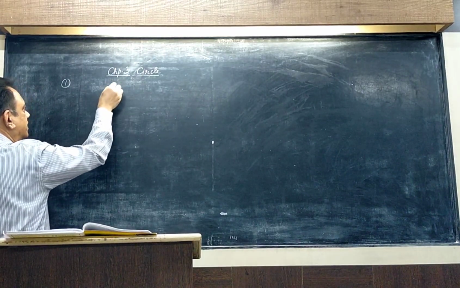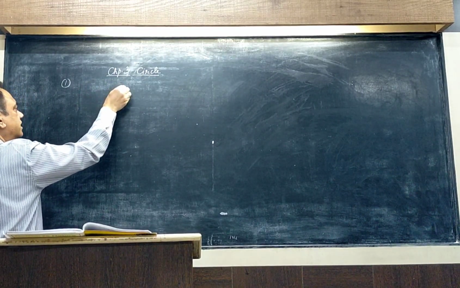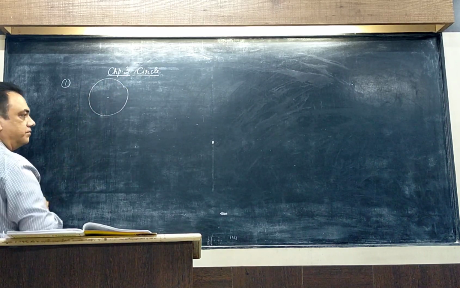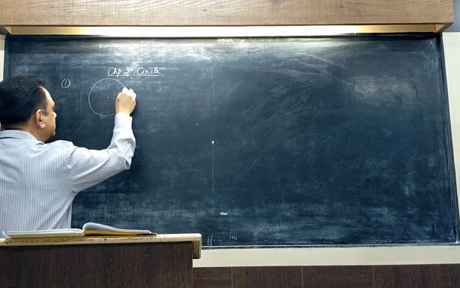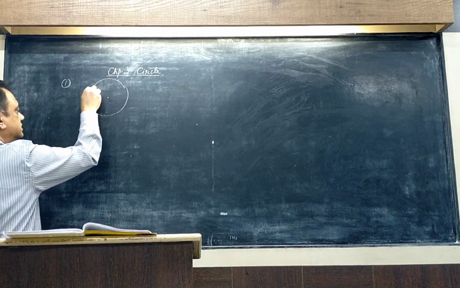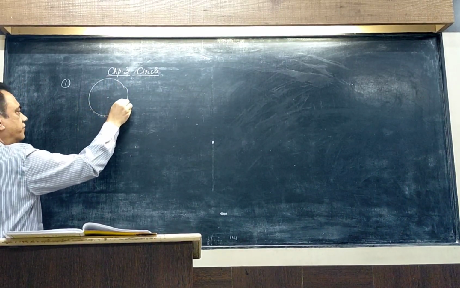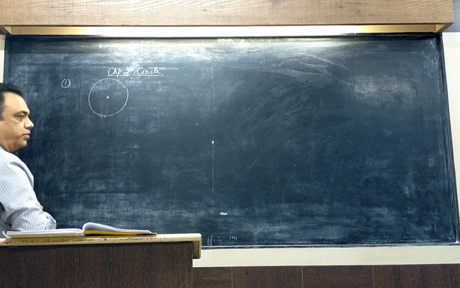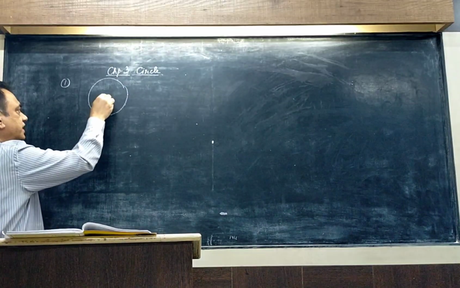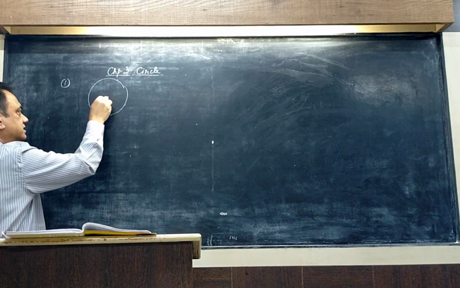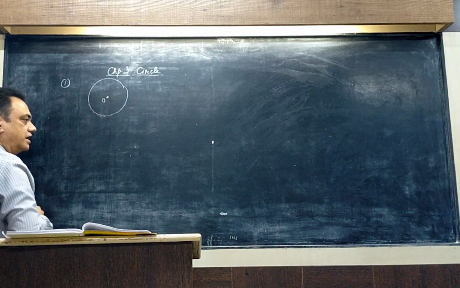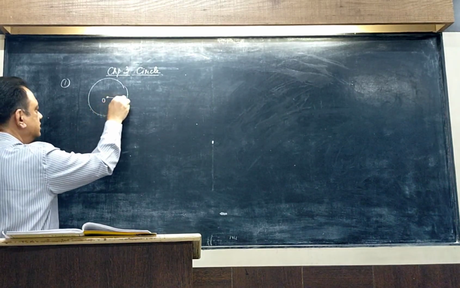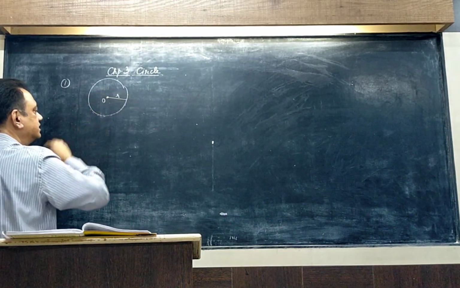First point regarding circle. What is the definition of circle? If I draw a circle, what's its definition? It is a set of points. Circle is a set of points which is equidistant from a fixed point. The fixed point is called the center of the circle. I denote it by O. And the fixed distance is called the radius of the circle.